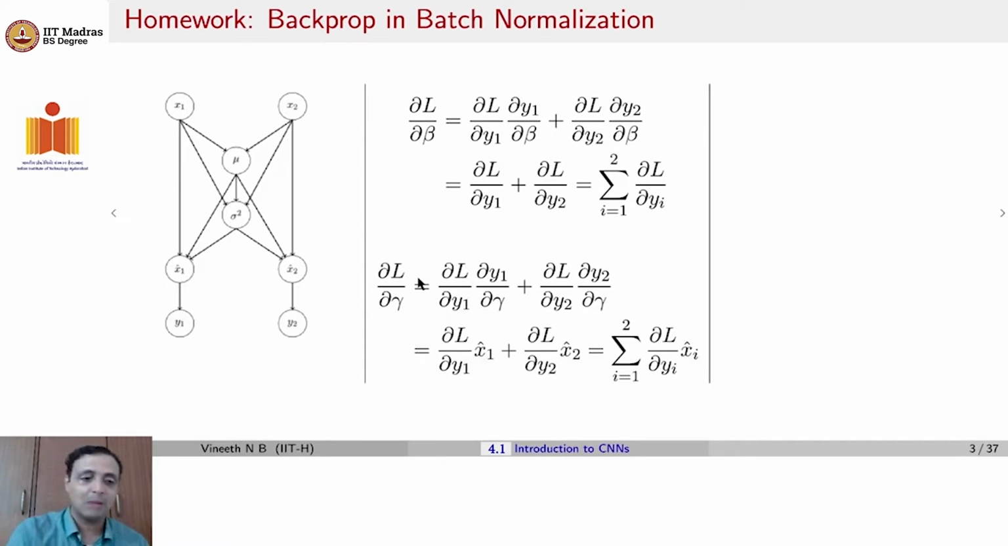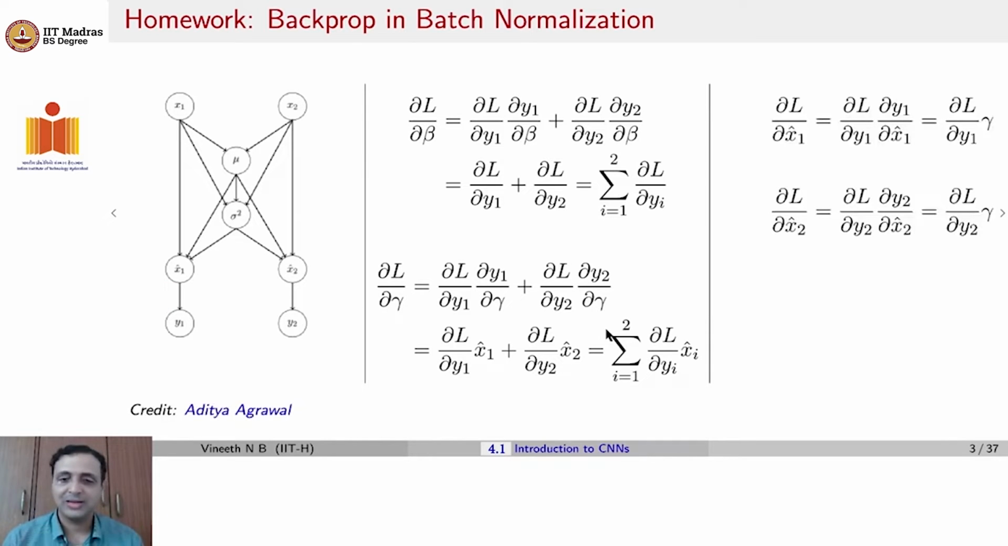Similarly, dou L by dou gamma. Remember gamma is the constant that multiplies xi hat. So dou L by dou gamma is equal to dou L by dou y1 into dou y1 by dou gamma, and so on and so forth for all the y terms. And dou y1 by dou gamma, as you can see, is going to be x1 hat by the very definition of these terms. So that term gets replaced by x1 hat. So you have dou L by dou y1 into x1 hat plus dou L by dou y2 into x2 hat, and that gets summarized as a summation in this way. Let's move on to the next term.